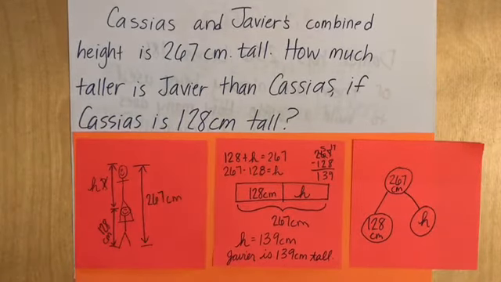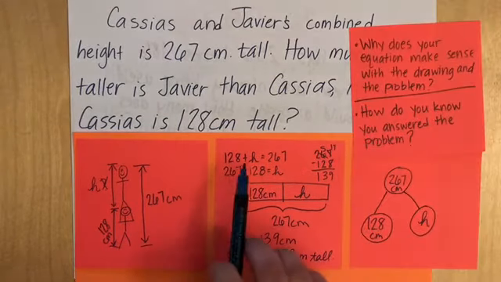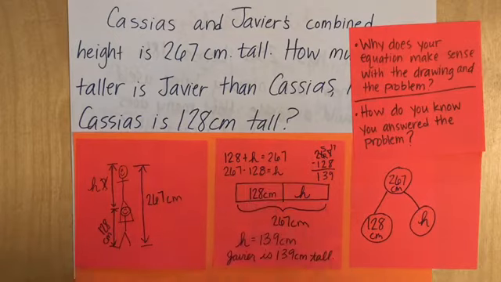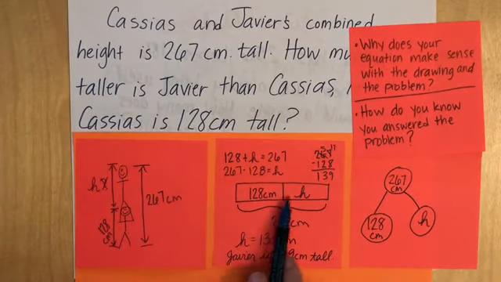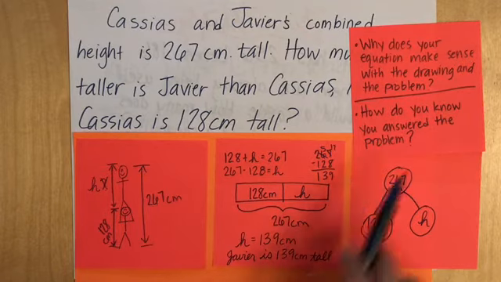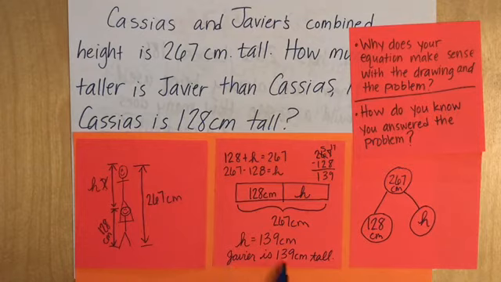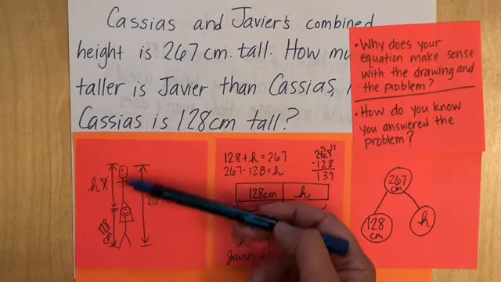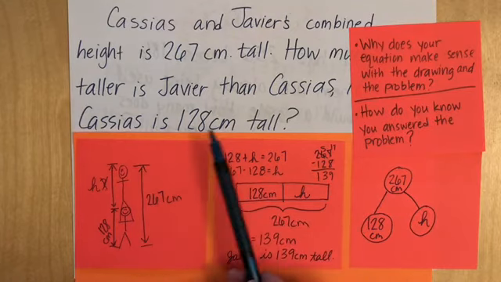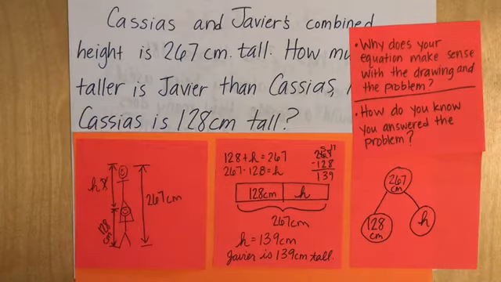Okay, so when we're looking at my equation here, for what I did for my equation, how do I know that it makes sense with my drawing? Well, I know that this plus this equals that, so that makes sense. And how do I know that I answered the problem? Well, I wrote it here. Javier is 139 centimeters tall. So I was able to see how tall Javier was, which is what the problem wanted me to do.